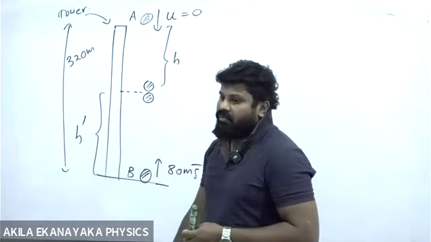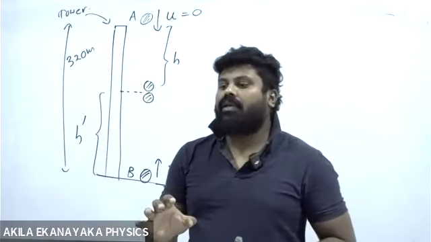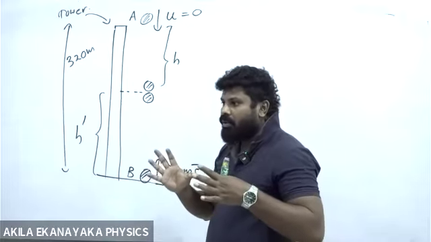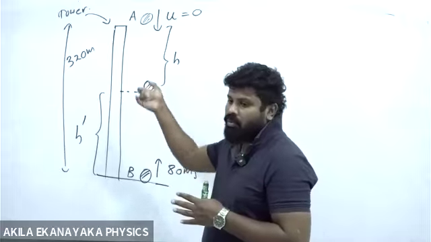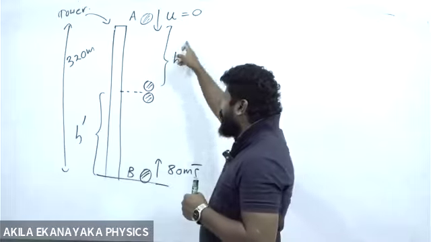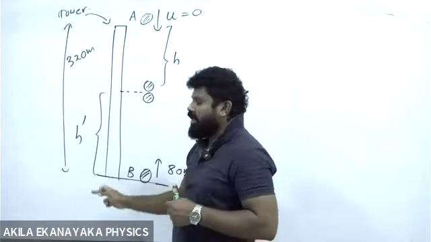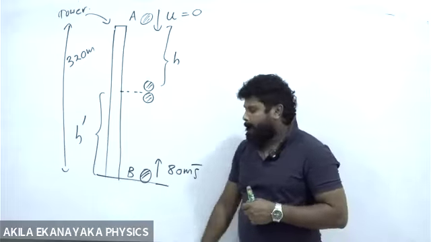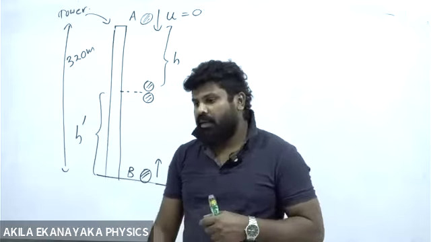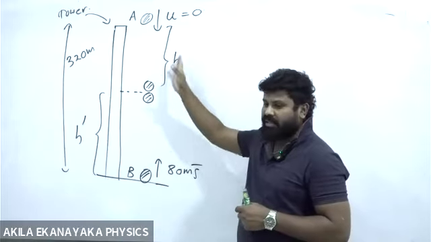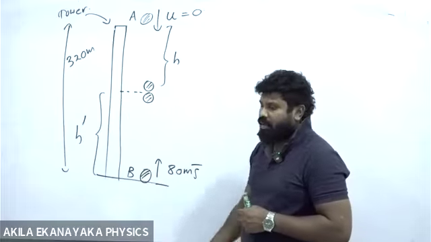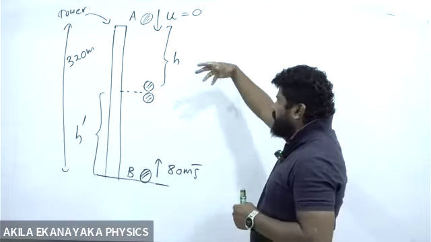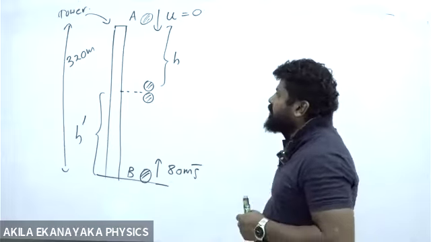Then they are asking to find out the time taken to collide the two objects, and find out the H and H dash, the distances traveled by the objects within that time. First you have to find out the time, and secondly you have to find out the H and H dash. Now you have to think like this.